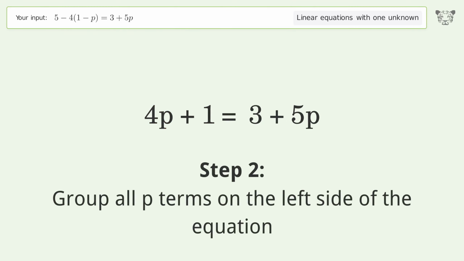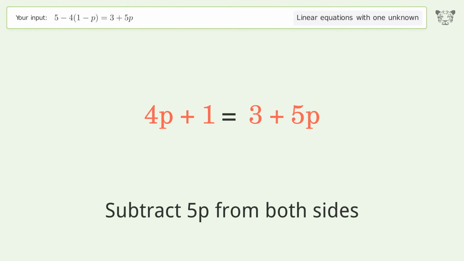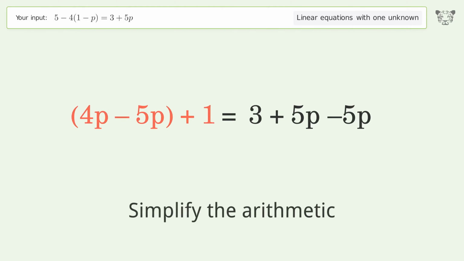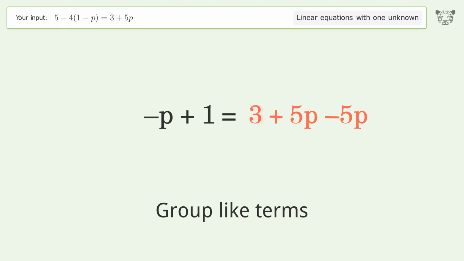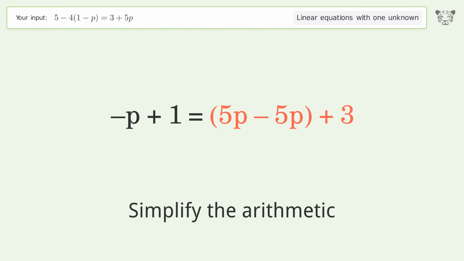Group all p terms on the left side of the equation. Subtract 5p from both sides. Group like terms. Simplify the arithmetic. Group like terms. Simplify the arithmetic.